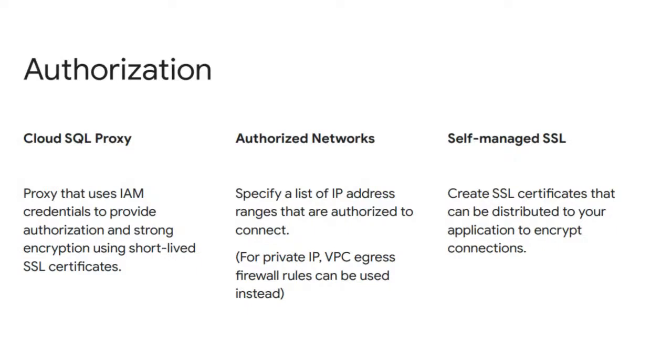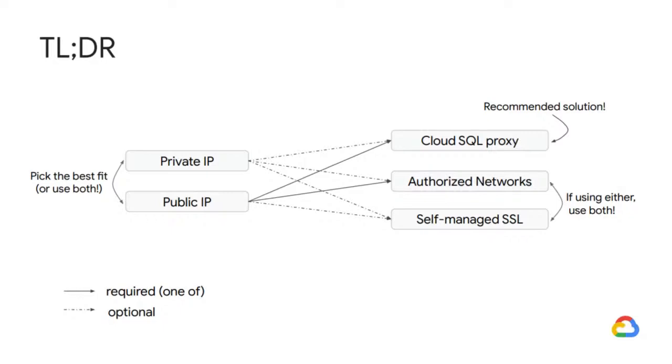So to summarize, we have a public IP and a private IP. For public IP, you have to use either the Cloud SQL proxy or authorized networks. We also recommend, if you're using authorized networks, to use self-managed SSL. This encrypts your data and makes sure that no one can read it unless they have a certificate. However, this is automatically done by the Cloud SQL proxy, so if you want to use it, you don't have to worry about managing your own SSL.